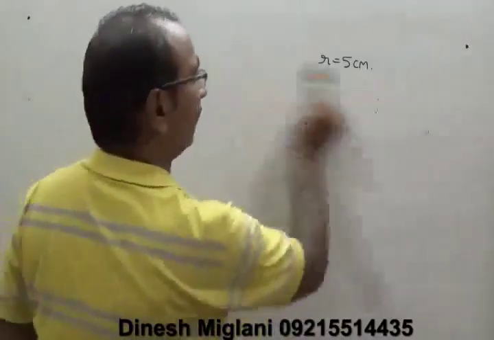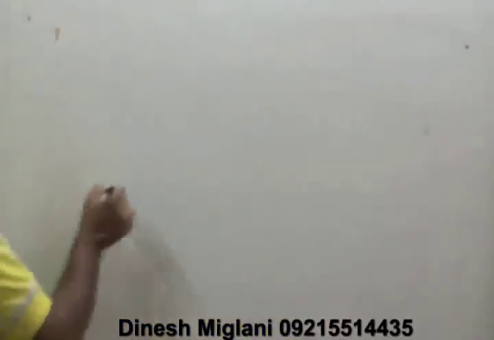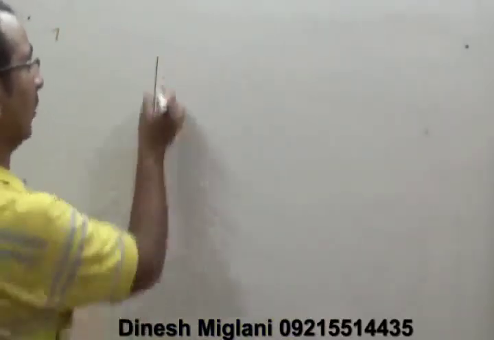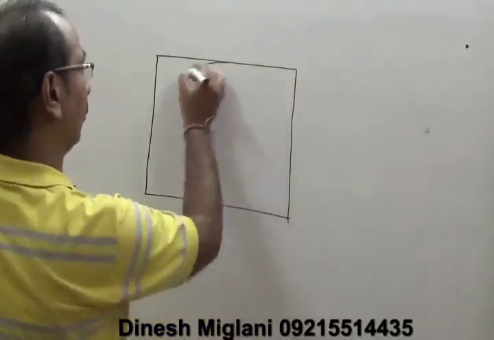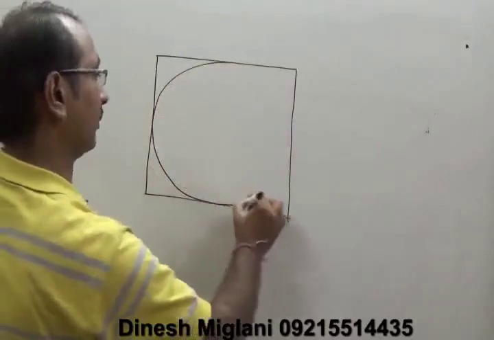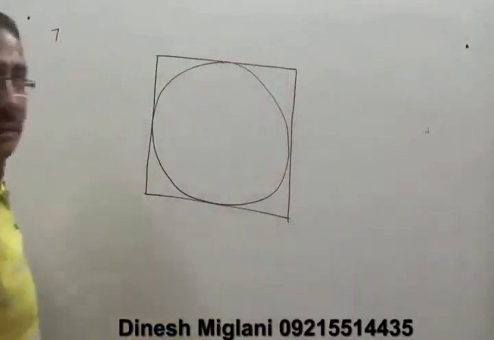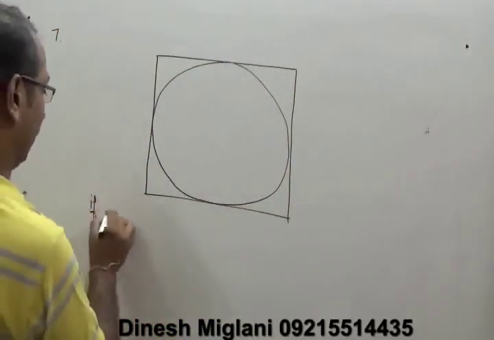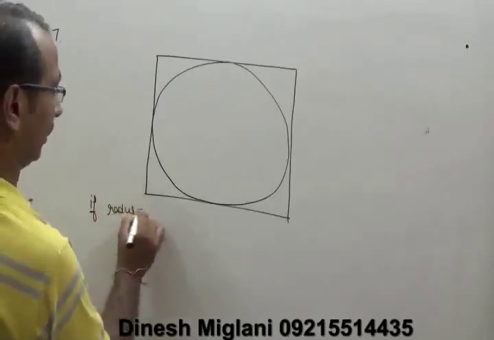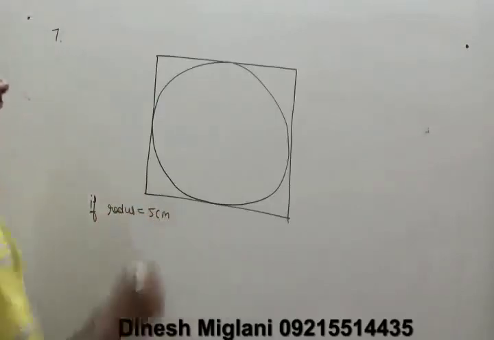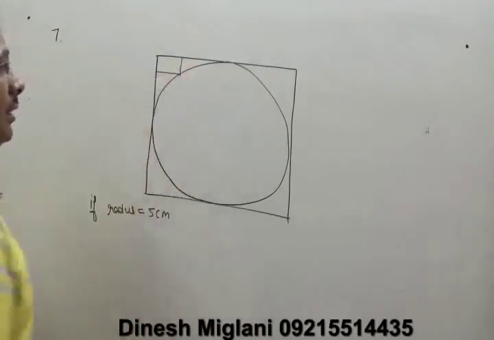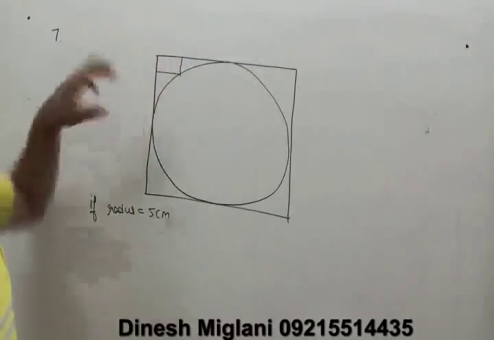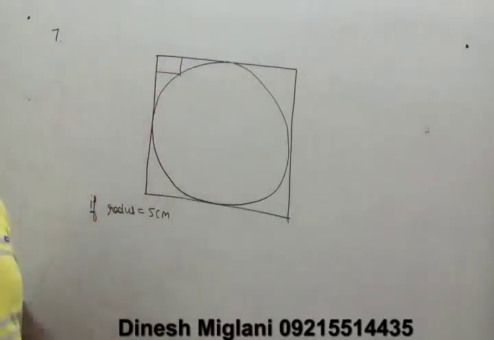Then you have statement number 7. When we consider statement number 7, what does it state? It states that there is a square. Inside the square, one circle is drawn touching all the sides of the square. It is given that the radius of the circle is equal to 5 centimeter. There is one square made at the corner of the circle, where 3 points are lying on the square and 1 point is lying on the circumference.